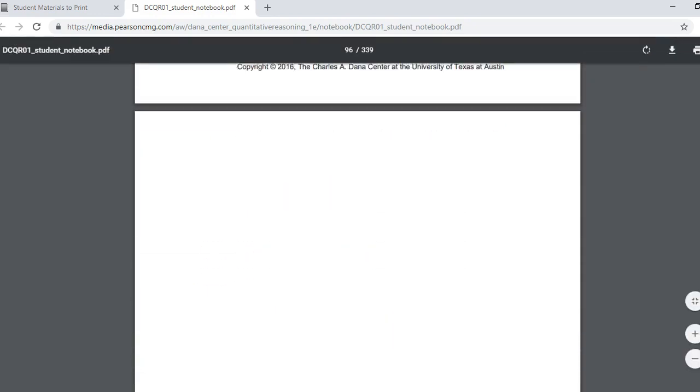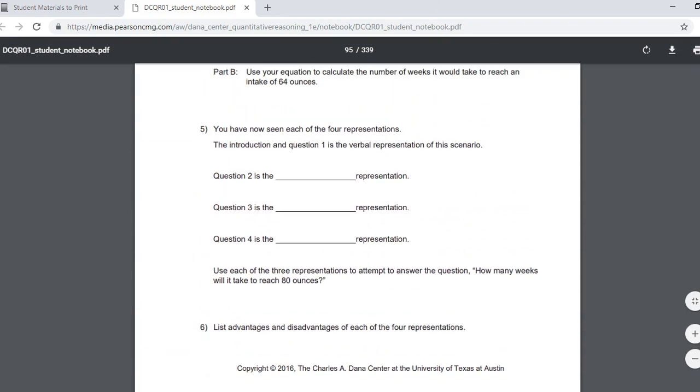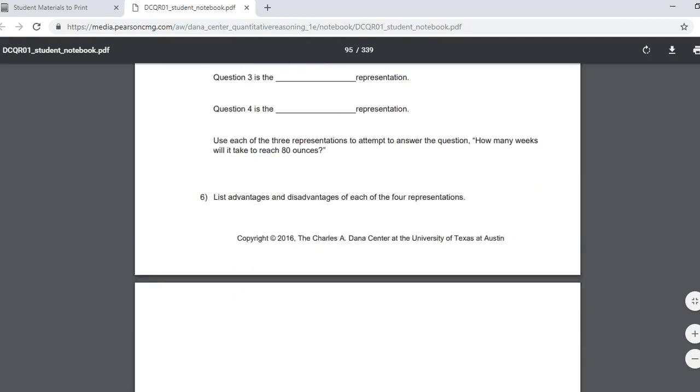Oh, wait. The last question or part on question 5, where it says each of the 3 attempt to answer a question, I would need you to know how to do it once. Can you answer the question of how many weeks will it take to reach 80 ounces? It's a great question for the test.